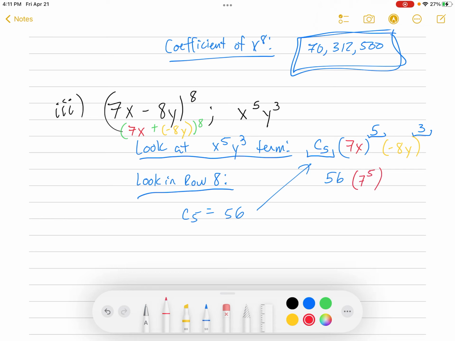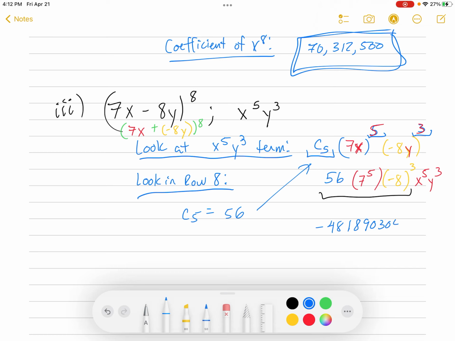So I'm going to plug that in there. I'm going to have 56 times 7 to the 5th power times negative 8 to the third power, and then we're going to have, let's see, x to the fifth, y to the third, right? Here's the x to the fifth, here's the y to the third. So we've got to calculate all this: 56 times 7 to the fifth times negative 8 to the third. Let's do that.